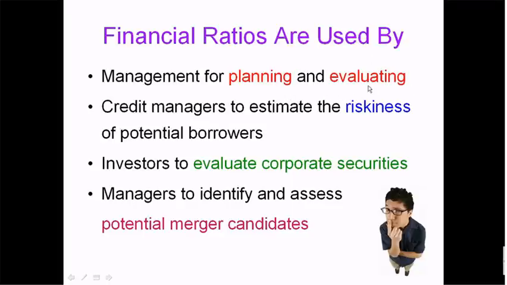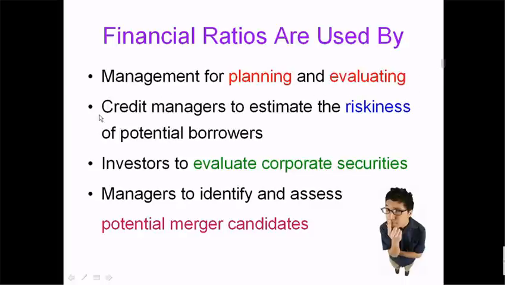So financial ratios allow managers to do planning and evaluation, and if they are not able to hit their target, not able to achieve their financial goals, then they will have to find out what has happened and how to take corrective actions to correct the situation. And then they will continue to set financial goals for the following year.